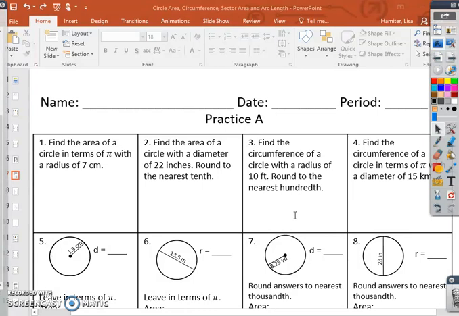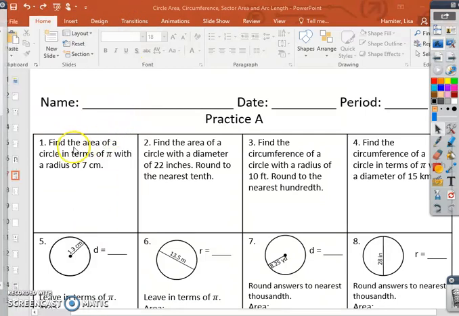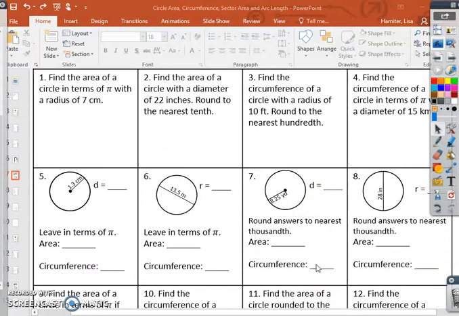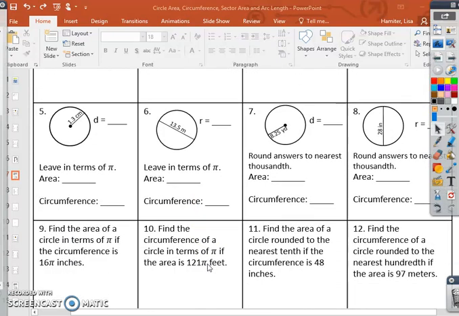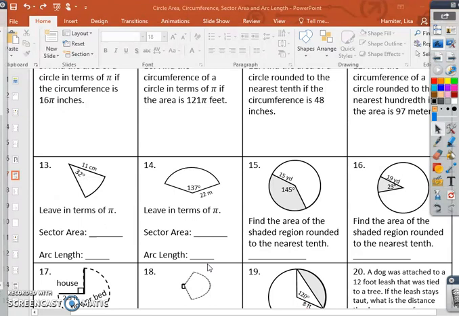So let me get you started. It just depends on the question. If they're just wanting area of the circle again, or circumference, pay attention to what they're asking for. Also pay attention, do they want me to leave it in terms of pi? So this one wants the answer in terms of pi, and it wants area and circumference. Work your way down. Let's go down here to number 13. It says leave in terms of pi. They want sector area and arc length.